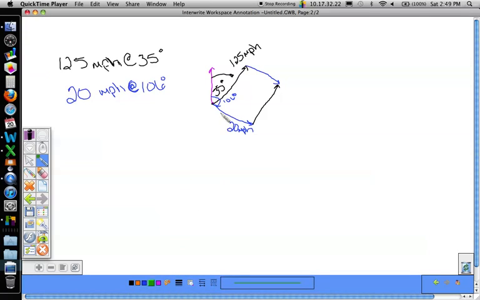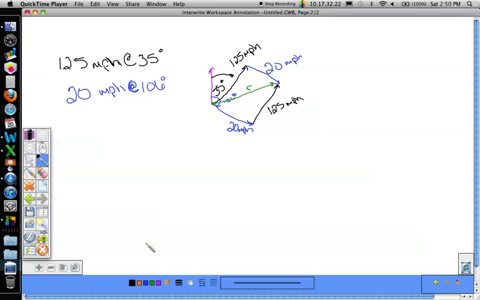I'm going to put it in green here. Our resultant goes from the tails all the way straight across to the tips. Straight diagonal, that is our resultant. That is R. In a minute I'm going to redraw these so it looks a little nicer. Both of the black lines are 125 miles per hour, and both of the blue lines are 20 miles per hour. The green line we don't know yet.